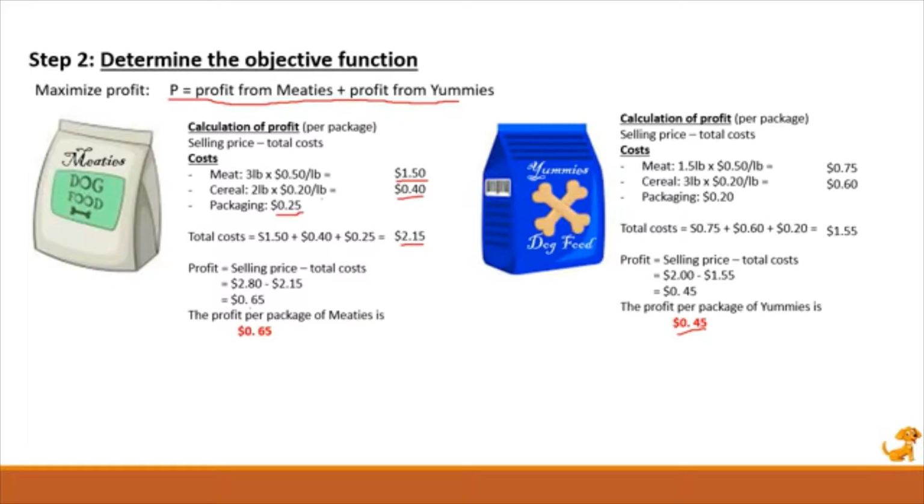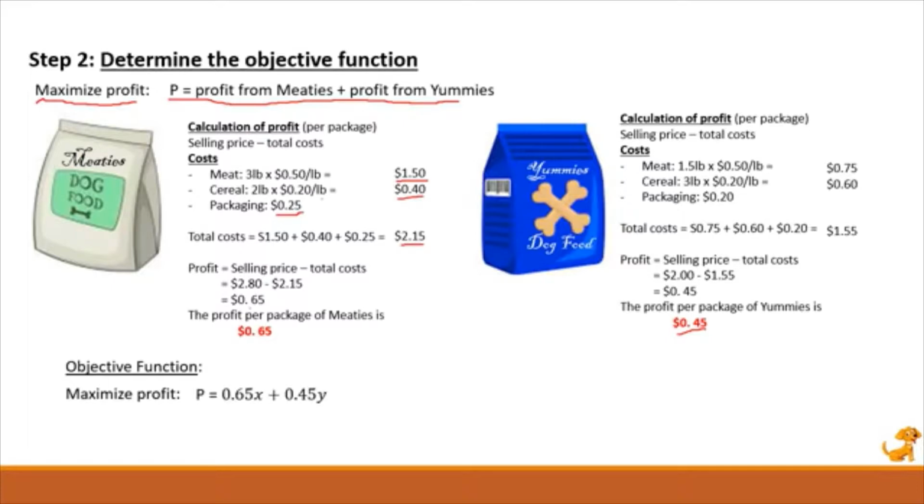Okay, so remember, we're still at step number 2. Step number 2 is where we develop an objective function. So we've stated the objective, which is to maximize profit. Now the only thing that we're left to do is write down a formula for the profit. Okay, so this is how we say we want to maximize profit.